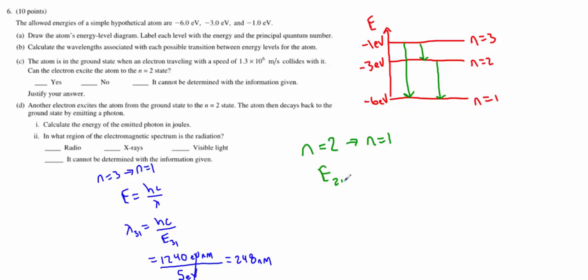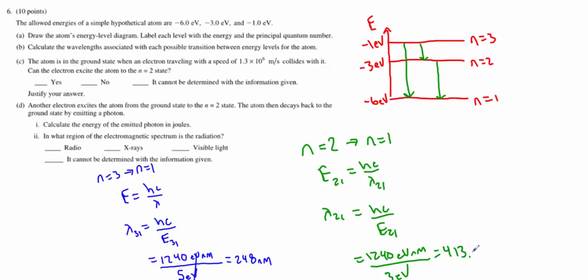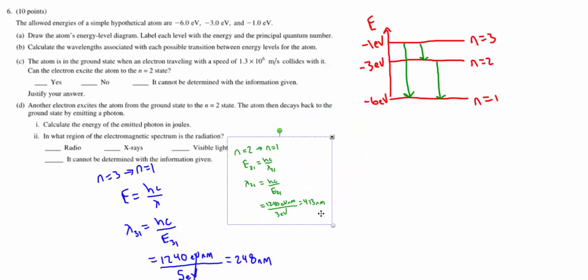So I'll go ahead and label this E21 equals hc over lambda 21. And so that lambda that I'm looking for is hc over that E. Once again, it's just going to be plugging in. We're going to use 1240 up top. And we're then going to use the association between 2 to 1, which is 3 eV. And we're going to go ahead and grab a 413 nanometer wave or particle. Anyhow, and then we're going to go ahead and do one more.